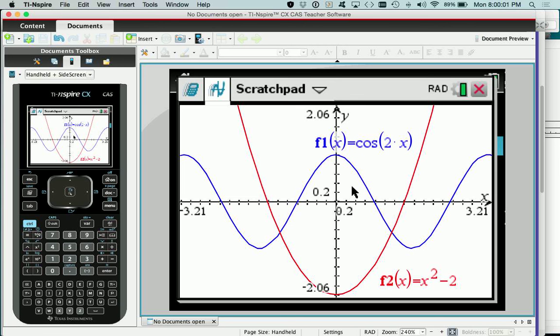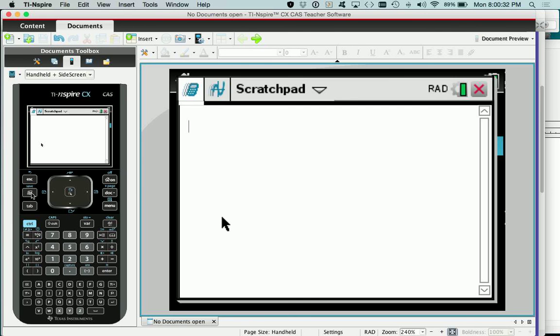So the next thing I want to do is get the points of intersection. I want to know what this point of intersection is and what this point of intersection is. And I do that the way I was just talking about. I'm going to set the blue curve equal to the red curve. But I can save a step now because I've already defined these. I already know that cosine 2x in the calculator has been defined as f1 of x. And I know that the quadratic x squared minus 2 has been defined as f2 of x. And so what I want to know is, when does f1 of x equal f2 of x? And I can go back to a calculator screen and I can work that out.